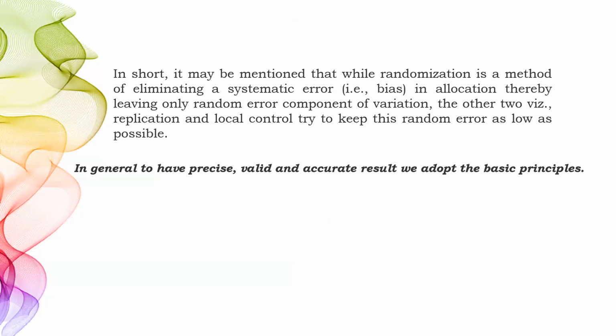In short, it may be mentioned that while randomization is a method of eliminating systematic error in allocation, thereby leaving only the random error component of variation, the other two, namely replication and local control, try to keep this random error as low as possible. So in general, to have precise, valid and accurate results, we adopt the three basic principles: randomization, replication and local control.